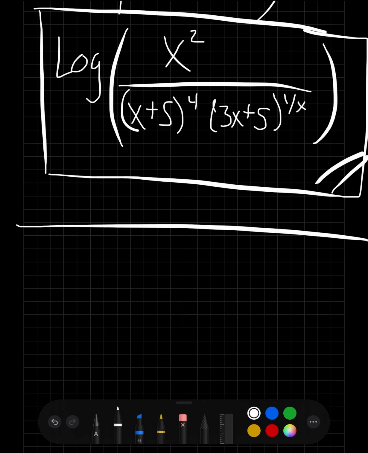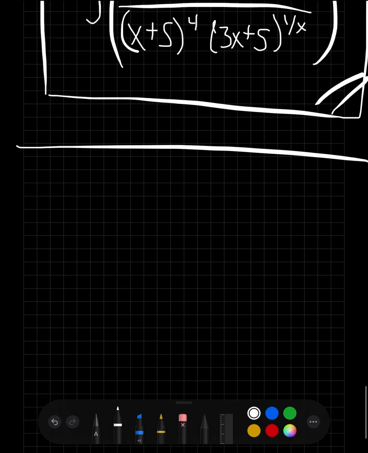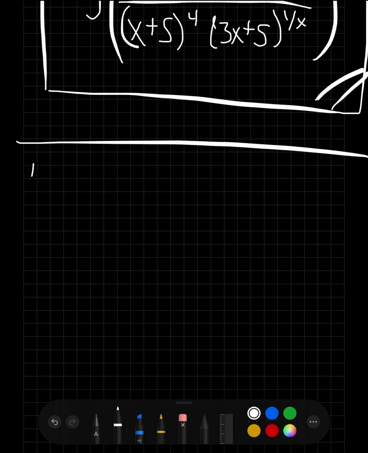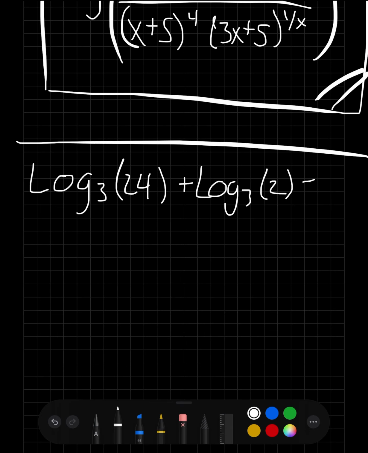Let's do another nice one involving some numbers here. You guys could hear that truck beeping its horn out of my house. Rude. Log base 3 of 24 plus log base 3 of 2 minus log base 3 of 6.